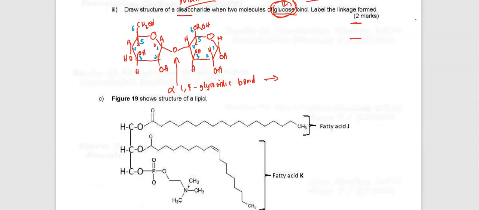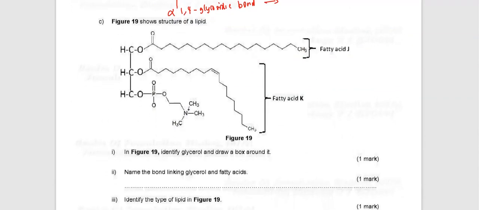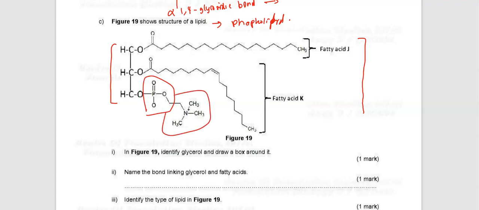Question C. Figure 19 shows the structure of a lipid. Lipid, again, we have looked at the concept in the previous question. Lipid in this case is a type of triglyceride because it consists of a glycerol molecule and 3 fat. No, this is actually a phospholipid molecule. How do you know? Because there is presence of a phosphate group and a choline group here, and it has 2 fatty acids, so it has 2 hydrocarbon tails.